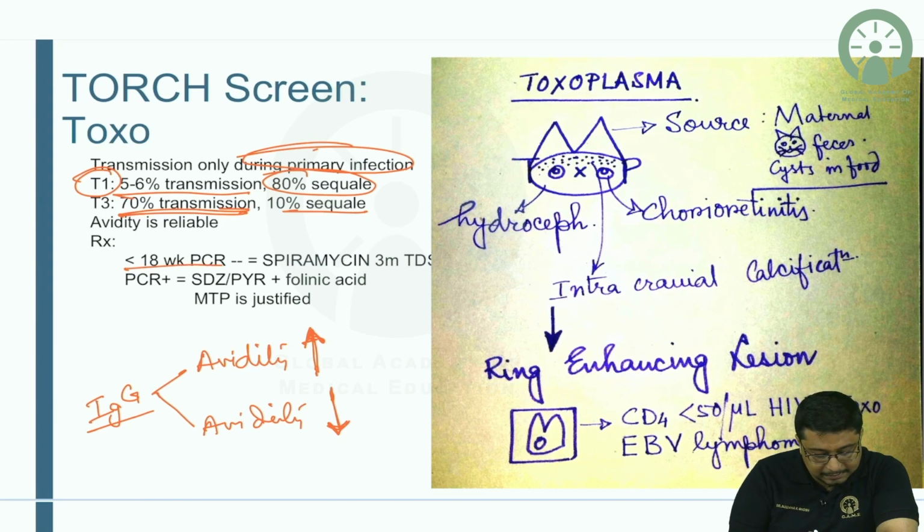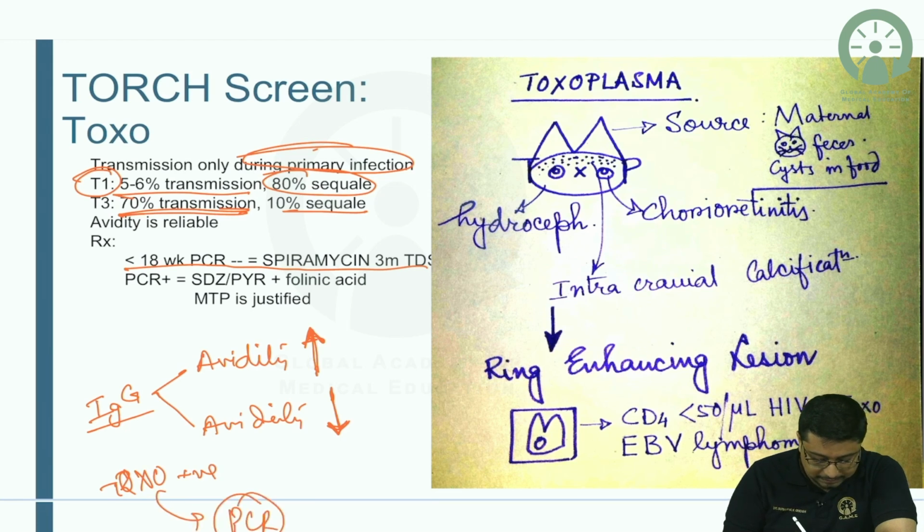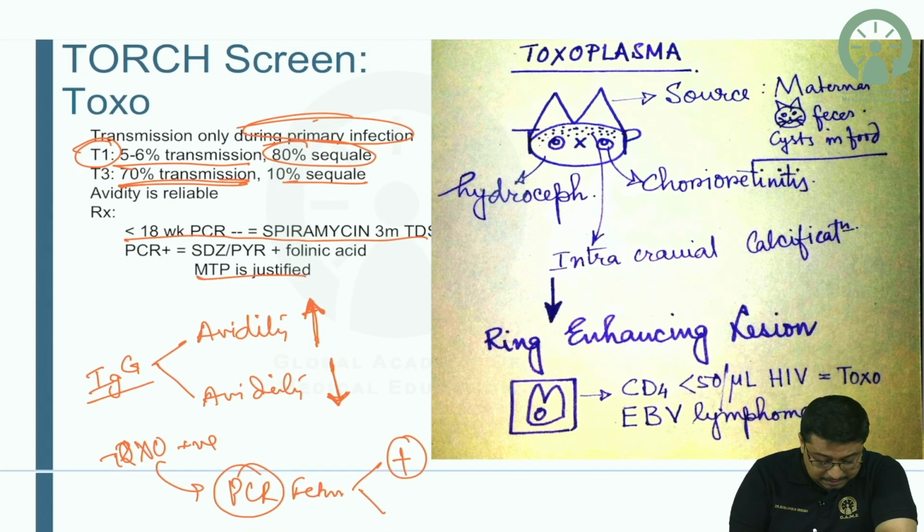So in that case, we need to do fetal amniotic fluid PCR. So if the mother is toxo positive, we need to see PCR of the fetus by amniotic fluid PCR. Now, if the fetus is also infected, then MTP is justified. If she doesn't want MTP, then sulfadiazine and pyrimethamine with folic acid can be tried. If the fetus is not infected, then the mother is treated with spiramycin.